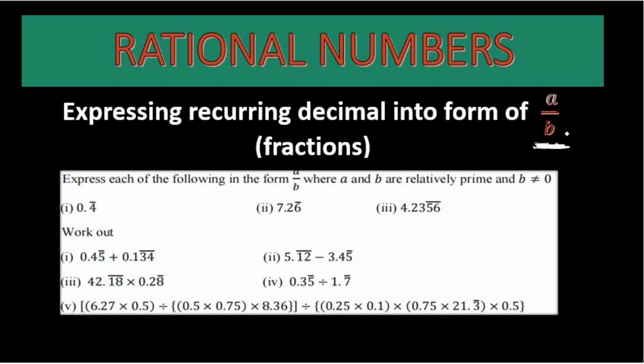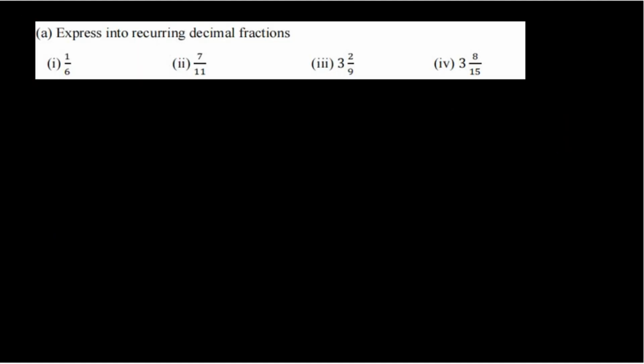But our main concern in this video will be expressing recurring decimals in the form of a over b, or fraction form. The first question gives us a fraction form, and we need to write it as a recurring decimal. So let's start with the first one.